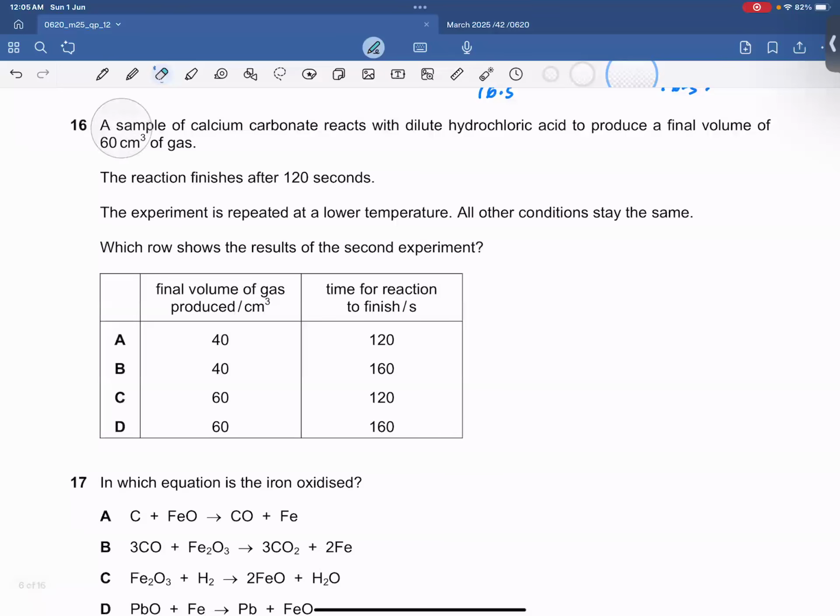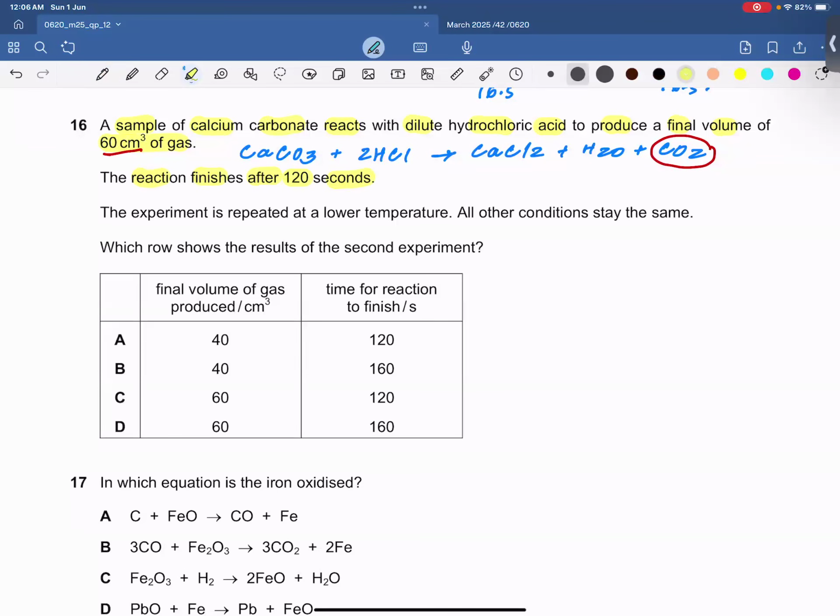A sample of calcium carbonate reacts with dilute hydrochloric acid to produce a final volume of 60 cm cube of gas. Calcium carbonate has a formula of CaCO3, reacting with hydrochloric acid, converting into salt, which is calcium chloride, water, and carbon dioxide. So the amount of carbon dioxide collected in this experiment is 60 cm cube. The reaction finishes after 120 seconds.